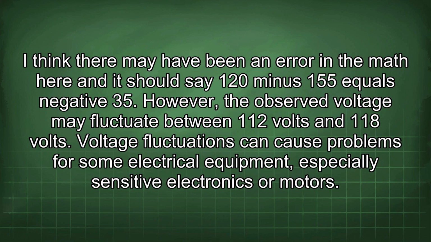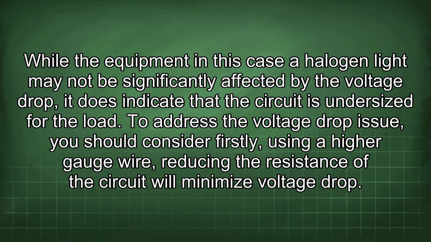Voltage fluctuations can cause problems for some electrical equipment, especially sensitive electronics or motors. While the equipment, in this case a halogen light, may not be significantly affected by the voltage drop, it does indicate that the circuit is undersized for the load. To address the voltage drop issue, you should consider firstly using a higher gauge wire. Reducing the resistance of the circuit will minimize voltage drop.